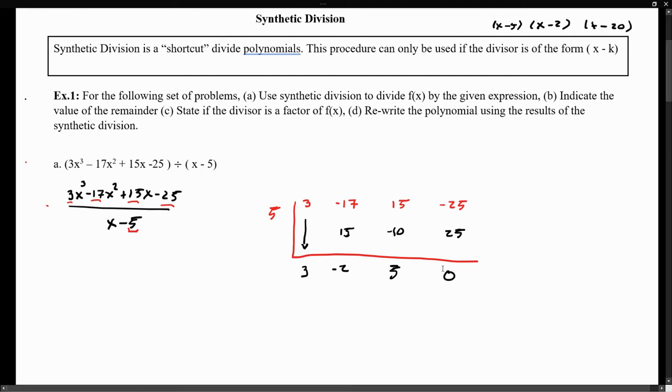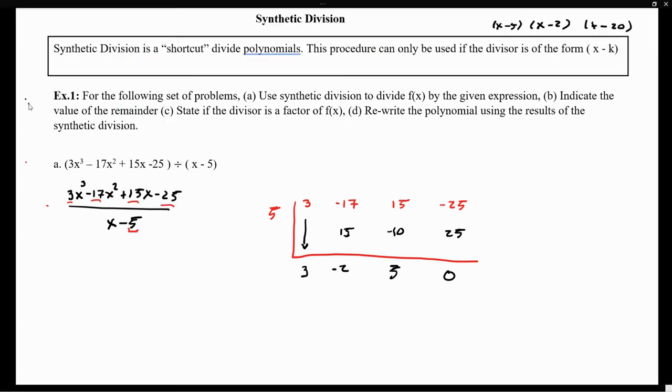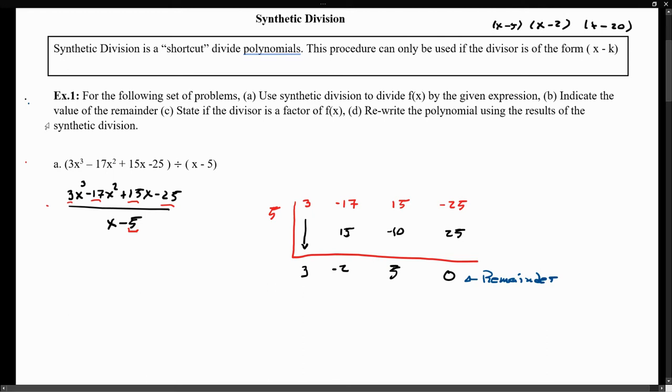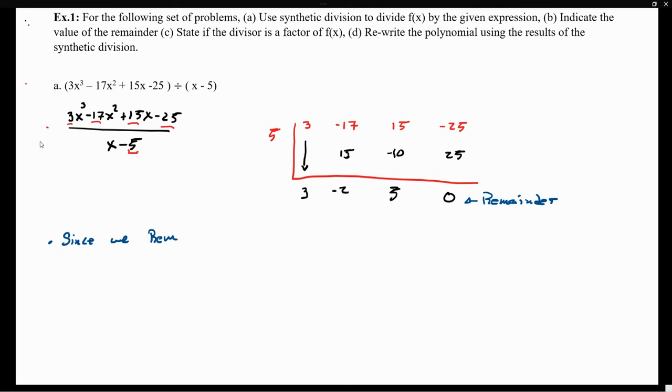Now, the last value that we get here is our remainder, which in this example is a remainder of 0. Now, if we have a remainder of 0, then that means that x minus 5 is a factor.